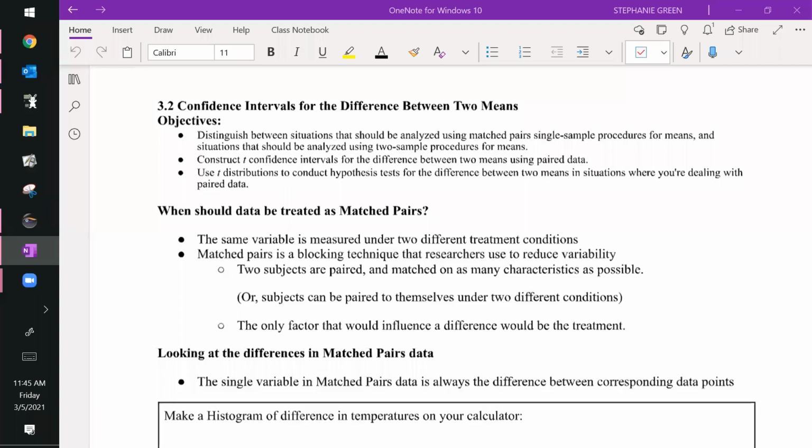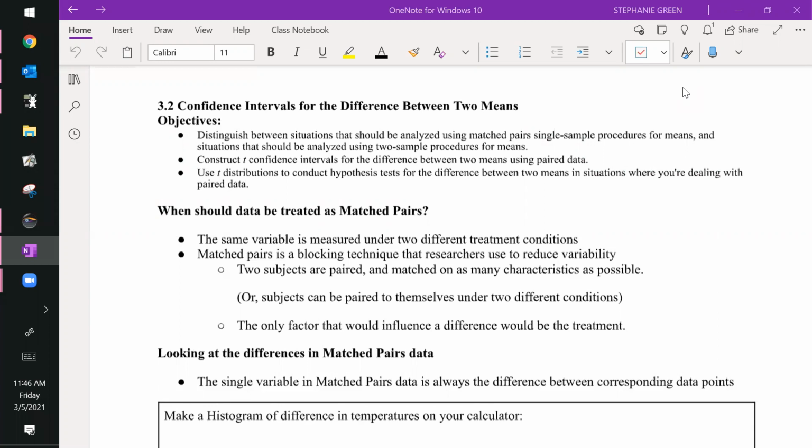All right, so here in 3.2, we're going to continue looking at t-distributions and making inferences based on t-distributions. Still just going to be confidence intervals and test statistics, but now we're going to look at situations where we're actually going to try to compare two different populations. So we're going to have two means, two sets of data, and all that kind of stuff.